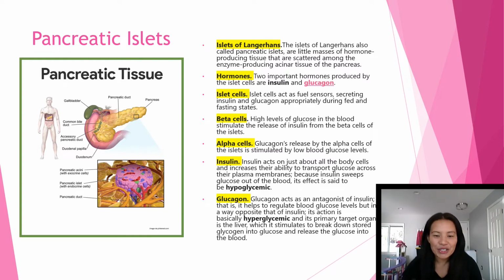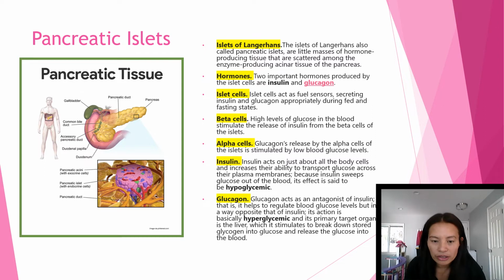So then we have the alpha cells. Glucagon, released by the alpha cells of the islets, is stimulated by low blood glucose level. So alpha cells are only activated when there is a low blood glucose level in your system. Then insulin. Insulin acts on just about all the body cells and increases their ability to transport glucose across their plasma membranes. So because insulin sweeps glucose out of the blood, its effect is said to be hypoglycemic.